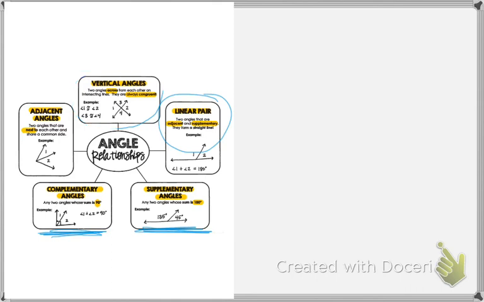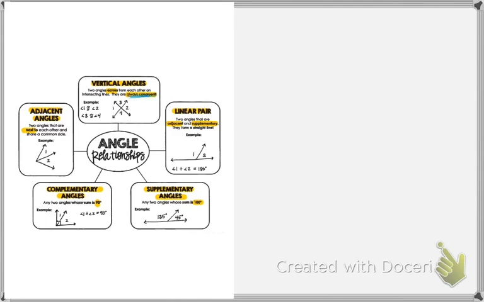So let's begin. Let's start off with vertical angles. These are the easiest ones. I think they're easy ones. Okay? They're two angles that are across from each other. They're formed by intersecting lines. They're typically formed by an X. And they will always be congruent.